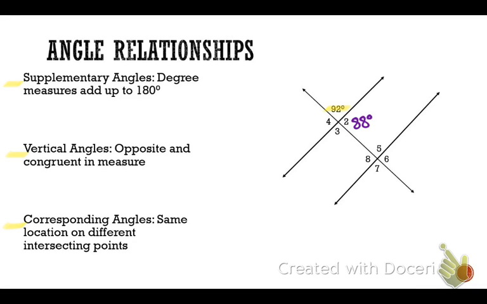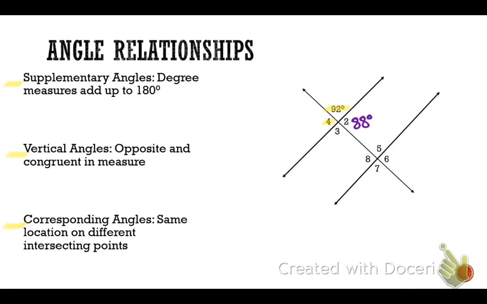Based on my 3 relationships over there, it's vertical because it's opposite, but it is connected. They're sharing a common point. Vertical angles have to be touching. They have to be connected, but they're on the opposite side. So vertical angles are congruent in measure. That means if angle 2 is 88, then angle 4 has to be 88.